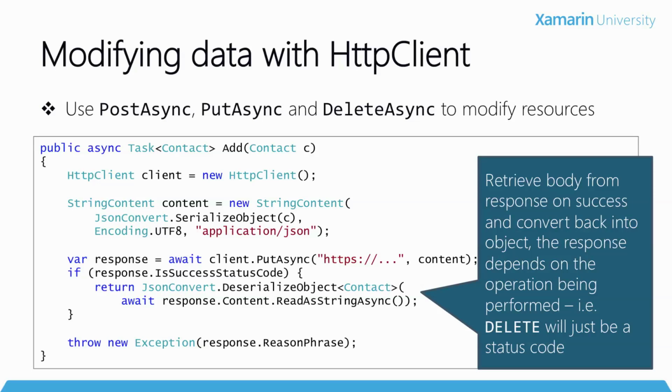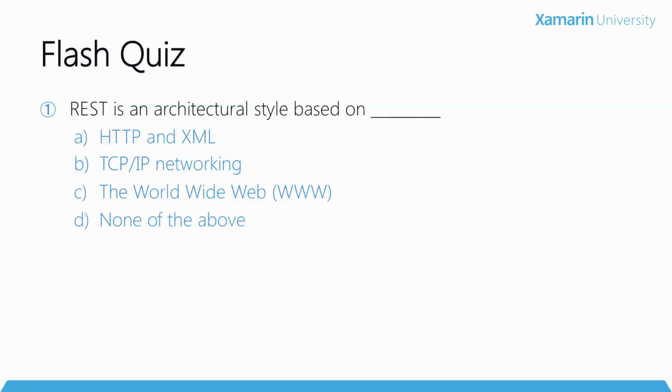So let's get some practical experience with a flash quiz and a lab exercise. Question 1. REST is an architectural style based on A. HTTP and XML, B. TCP/IP networking, C. the World Wide Web, or D. none of the above. REST is a style built on the foundations of the World Wide Web, with the HTTP verbs and the caching infrastructure of the web.